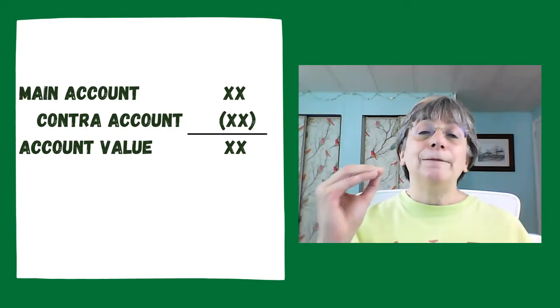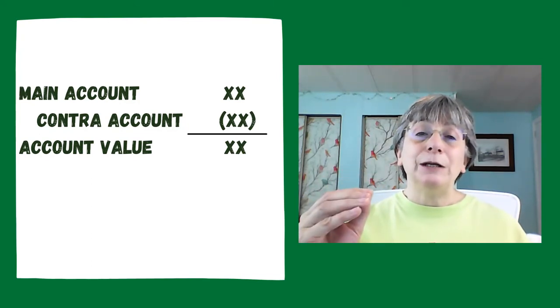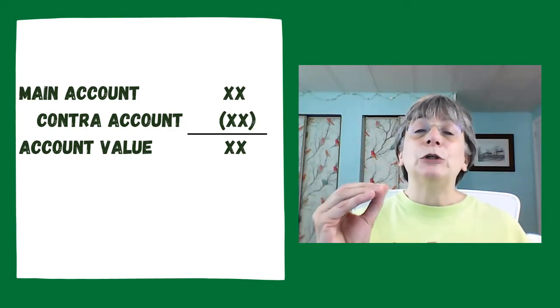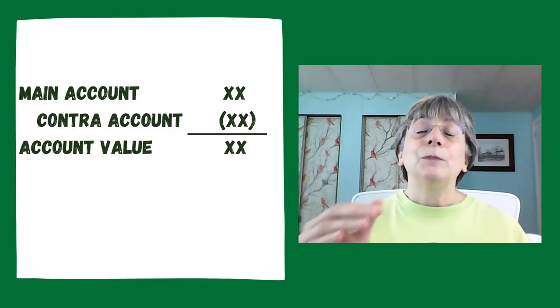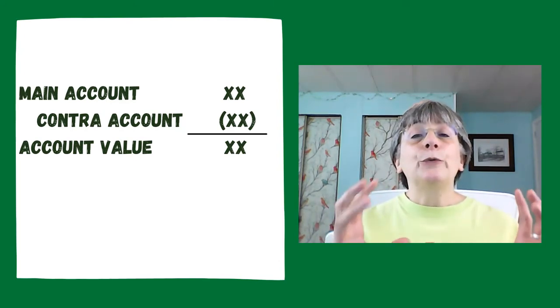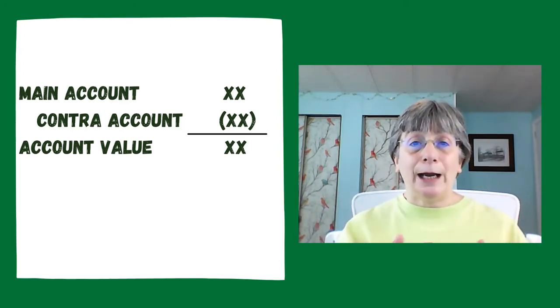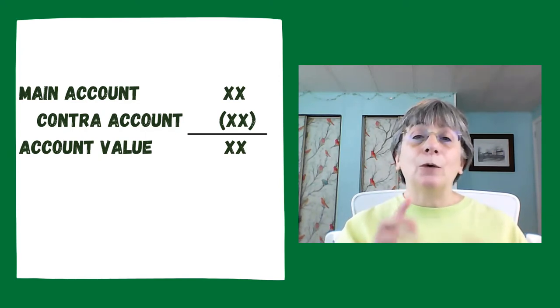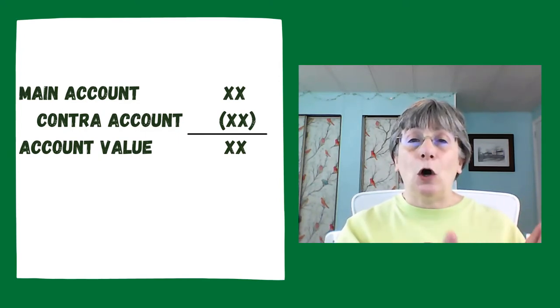When we have a fixed asset on our balance sheet and we have accumulated depreciation as a contra account, then when we net those two together, it gives us our net book value for that asset. So those are contra accounts in action. But let's talk about what those contra accounts are.